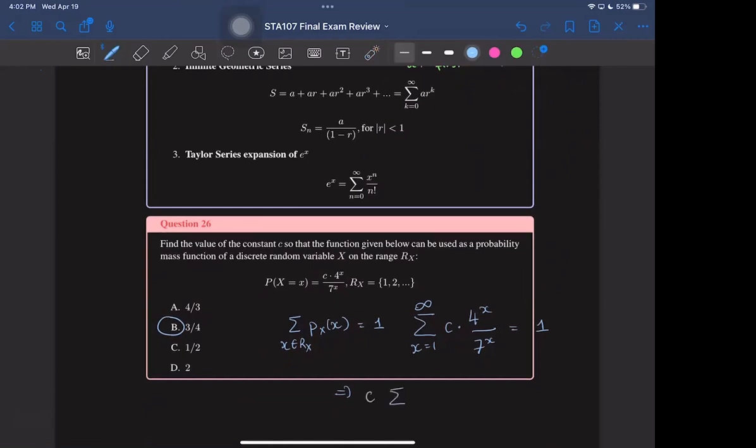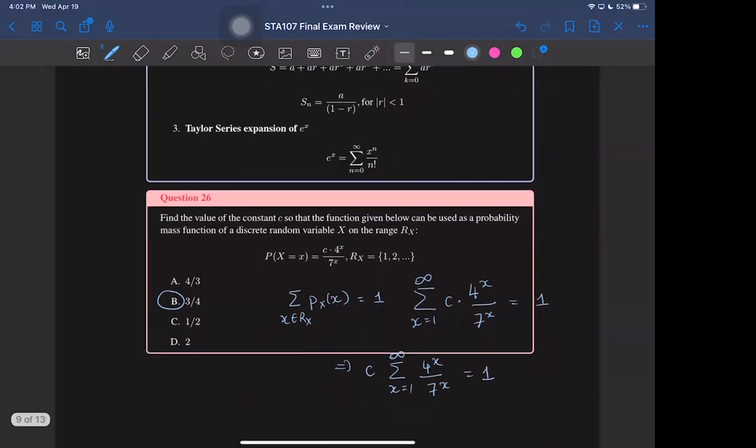We are left with the summation of c, x equals 1 up to infinity, of 4^x divided by 7^x, and this should add up to 1. If you expand the summation out, when x equals 1, you have 4 to the power of 1 divided by 7 to the power of 1. When x equals 2, you have 4 to the power of 2 divided by 7 to the power of 2. Similarly, when x equals 3, and it continues like that to infinity.